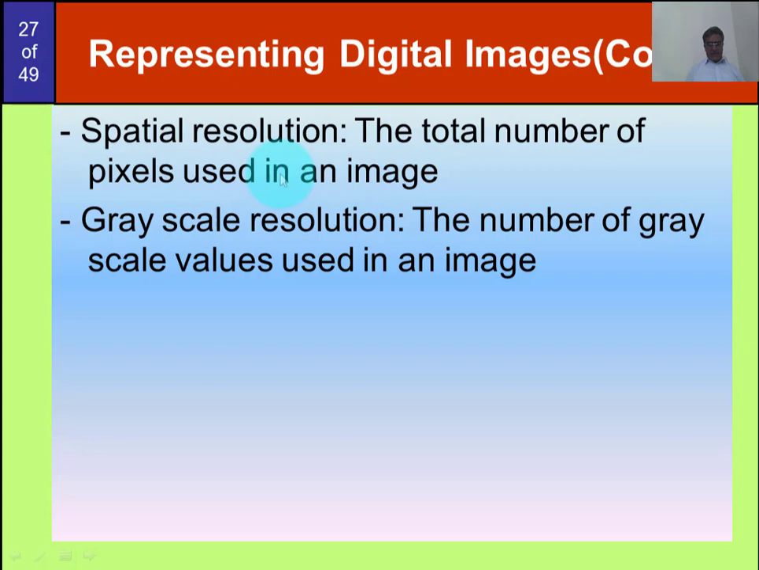Grayscale resolution means the number of grayscale values used in an image. If there are all 256 gray levels in an image, then it is a complete gray level image. And if we have discarded some colors from the original image and produced an image with fewer shades of gray levels, then the resolution of that image will be less than the original one. So, if there are few colors in an image, the grayscale resolution is low, and if there are many colors in an image, the grayscale resolution is high.